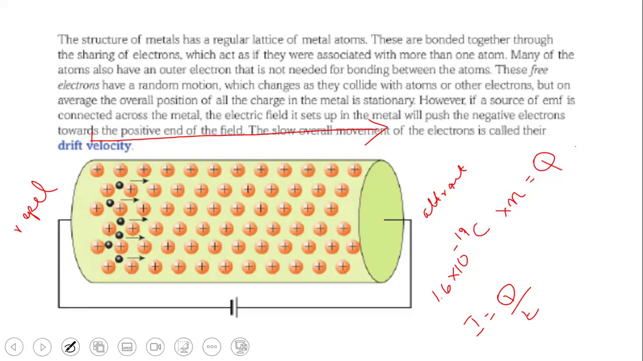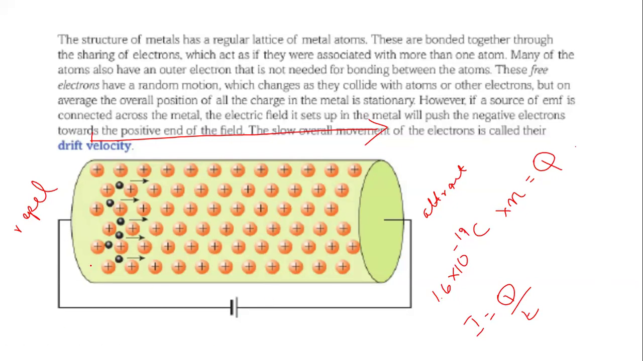Current is, to be very honest, simply the rate of the movement of your electrons, or the rate of the flow of charged particles. How fast these electrons are flowing. The faster the charged particles are moving per unit time, the greater the value of current is going to be.